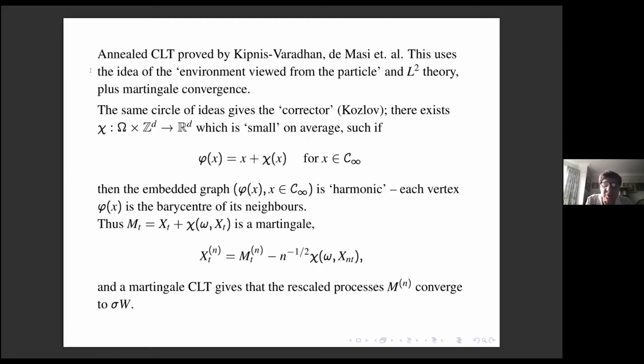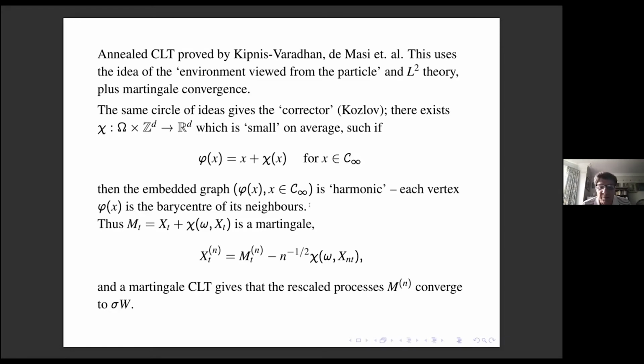And I'm not going to go into the details of this, but the same circle of ideas that Kipnis and Varadhan and so forth used to get the annealed CLT give the construction of what Kozlov called a corrector. So this is a random function on Z^d, which is small on average. And so let's look at the function. The basic idea is that for each point x in C infinity, we're going to move it a small amount chi of x. And now if we look at x plus the amount that we move it, we get function phi of x. And that gives us an embedding of the points in C infinity in R^d. And the point of this embedding is that the graph should be harmonic, so that each vertex of phi of x is at the barycenter of its neighbors.